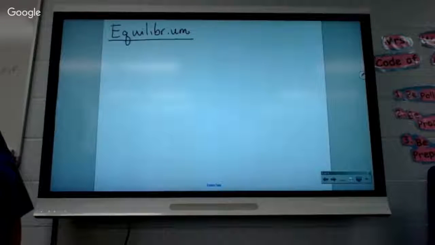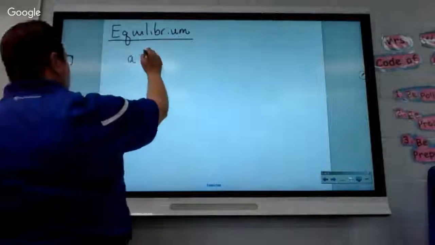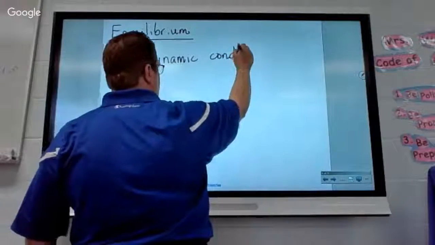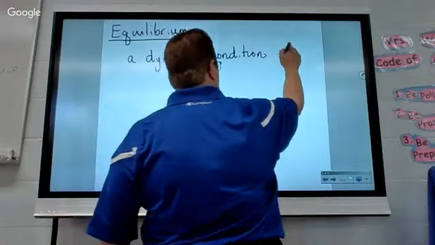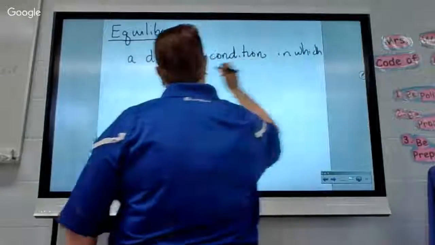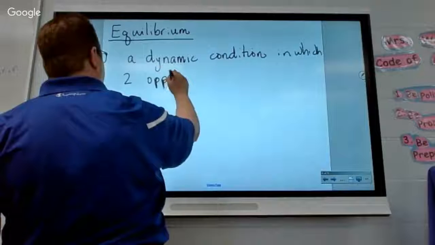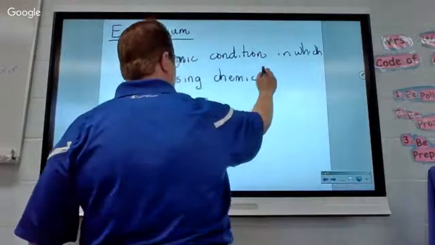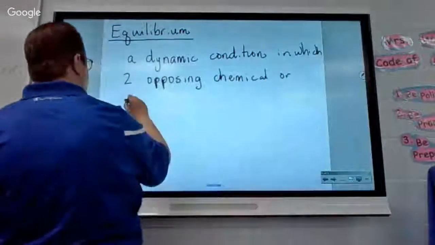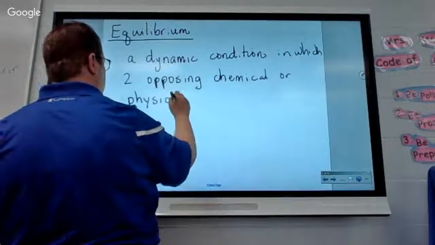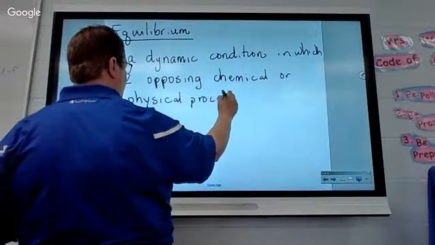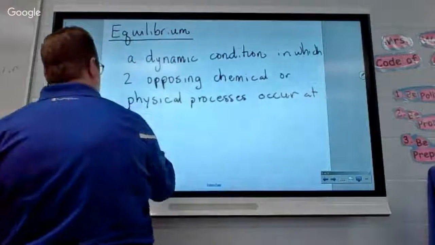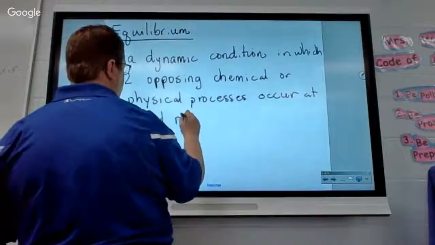So looking at equilibrium, what is equilibrium? It is a dynamic condition in which two opposing chemical or physical processes occur at equal rates.